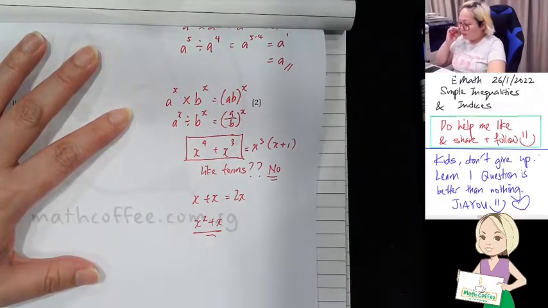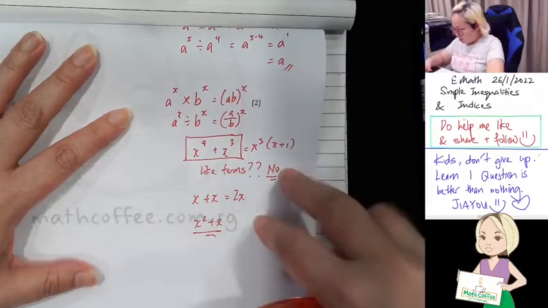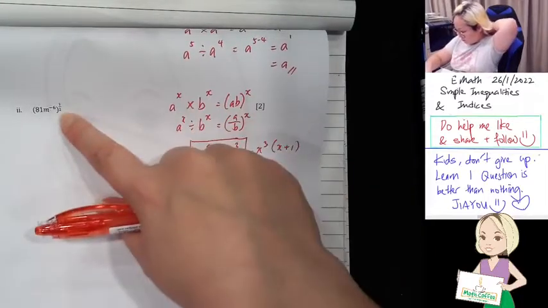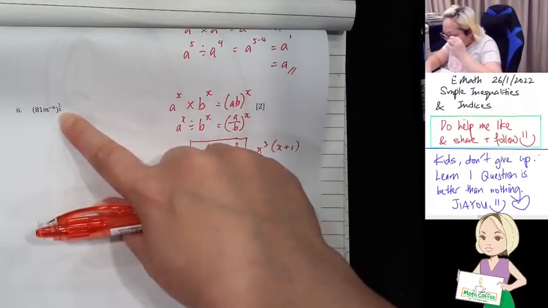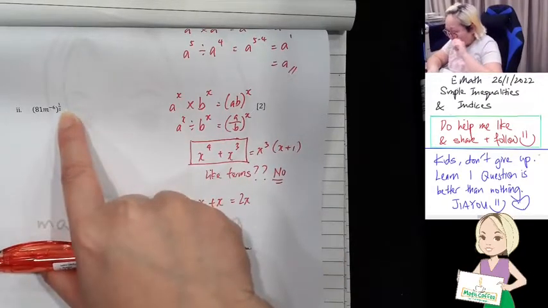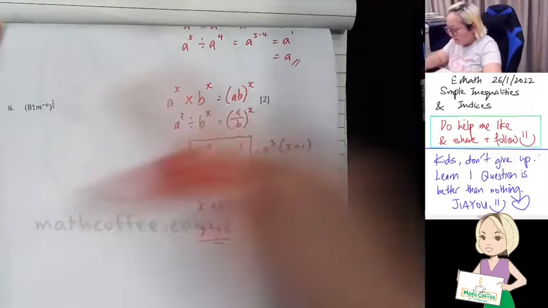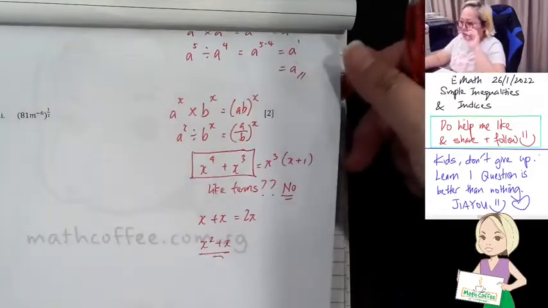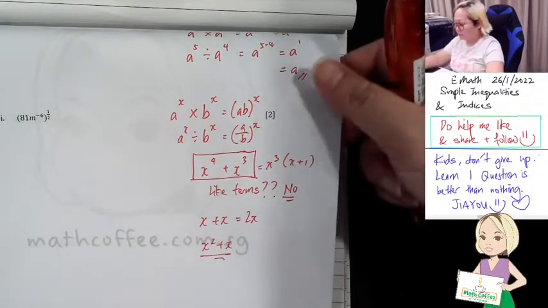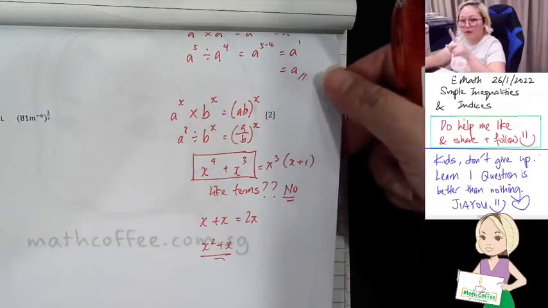Is it x to the power of 3? Which one? You mean this one? Aloysius, which one are you asking? What if the power is unknown? Power is unknown. Are you talking about EMath indices? Then you have to solve it. Later we have an indices equation.